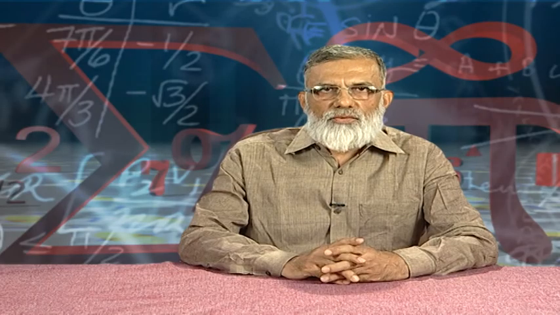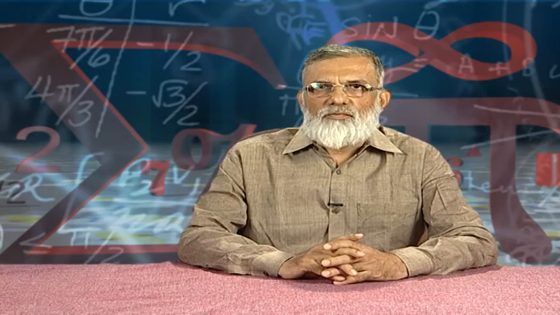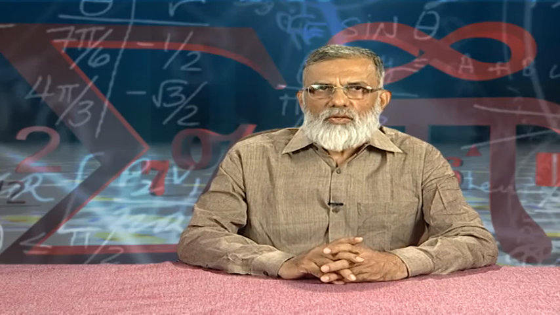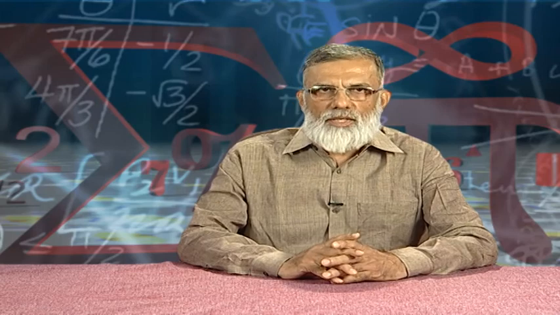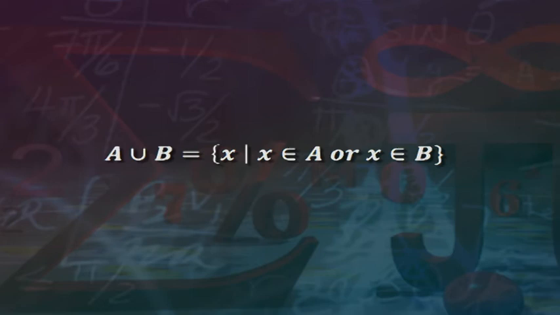The union of two sets A and B is denoted by A union B and is the new set consisting of all the elements which are either in A or B. Thus, A union B is equal to the set of X such that X is in A or X is in B.